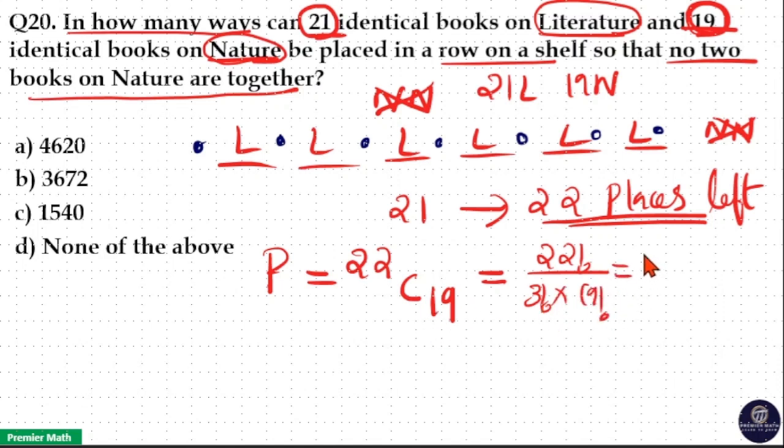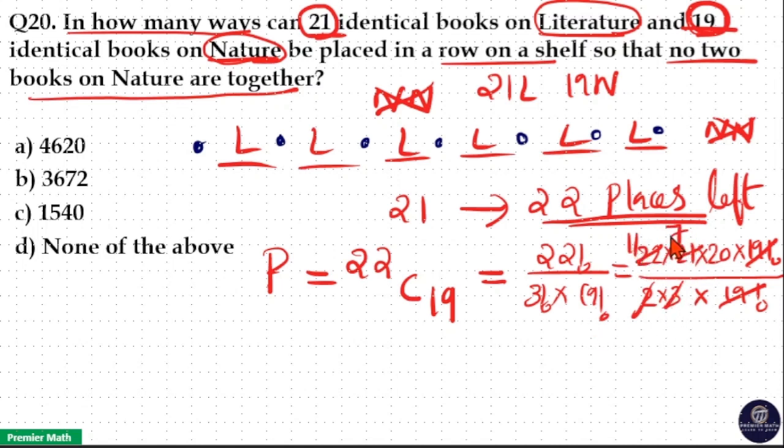Now, this is equal to 22 into 21 into 20 into 19 factorial, divided by 3 factorial, which is 1 into 2 into 3, into 19 factorial. Now 19 factorial cancels. 2 goes 11 times in 22, 3 goes 7 times in 21. Now 11 into 7 is 77, 77 into 20 is 1540. So the required probability is option C, 1540.